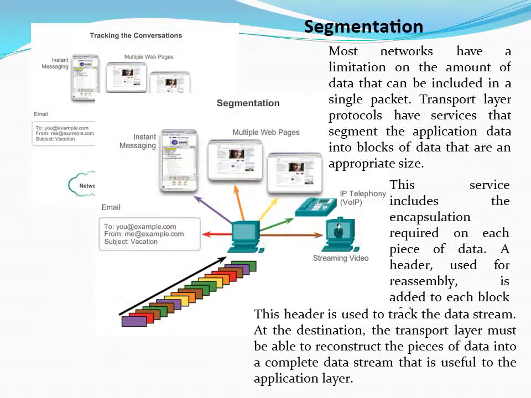Segmentation. Most networks have a limitation on the amount of data that can be included in a single packet. Transport layer protocols have services that segment the application data into blocks of data that are an appropriate size. This service includes the encapsulation required on each piece of data, a header, used for reassembly, is added to each block of data. This header is used to track the data stream. At the destination, the transport layer must be able to reconstruct the pieces of data into a complete data stream that is useful to the application layer.